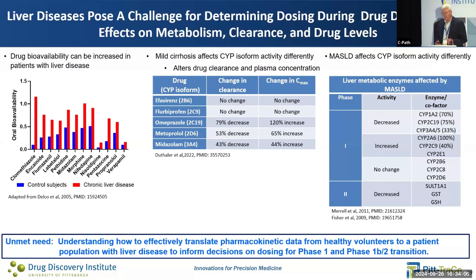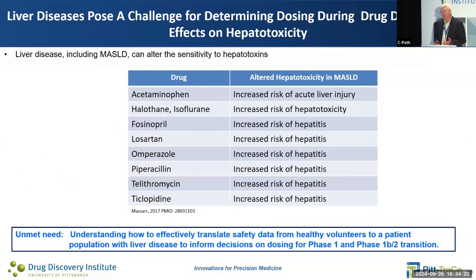So the unmet need that we see is understanding how to effectively translate pharmacokinetic data from healthy volunteers to the intended patient population with liver disease to inform decisions of dosing for phase 1 as well as the phase 1b/2 transition. Also along these lines, liver diseases, including MASLD, can alter the sensitivity of the liver to hepatotoxins. So another unmet need in the area is understanding how to effectively translate the safety data from the healthy volunteers to the intended patient population.